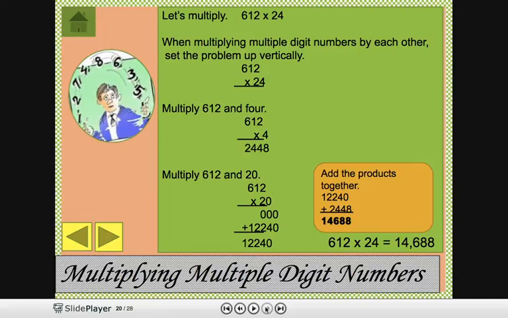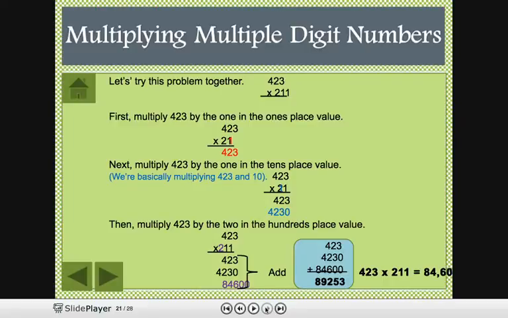So we're not going to do those problems because I have other problems for you to work on together. But here it shows you we have 423 times 211. So we're first going to multiply the top number, the 423, by the ones place, which is the 1. 1 times 3 is 3. 1 times 2 is 2. 1 times 4 is 4.